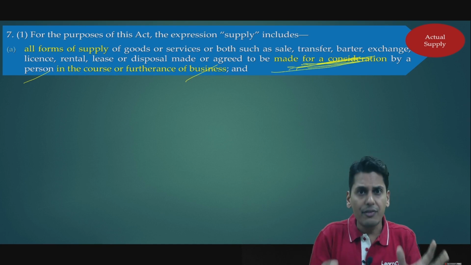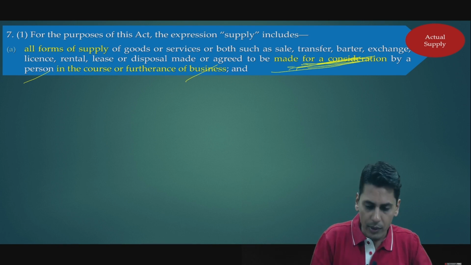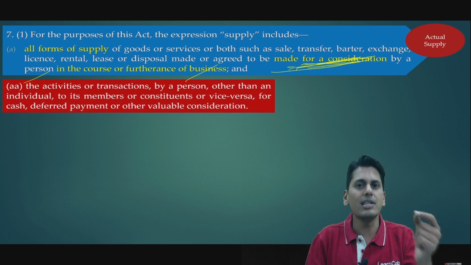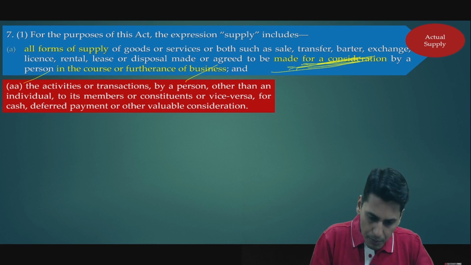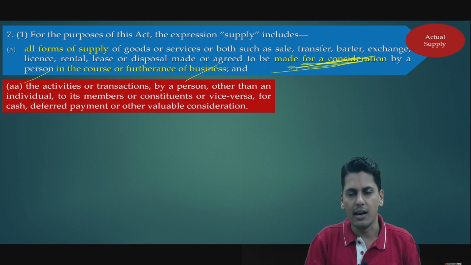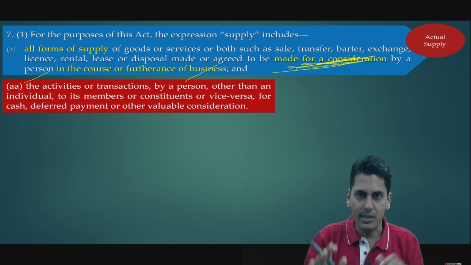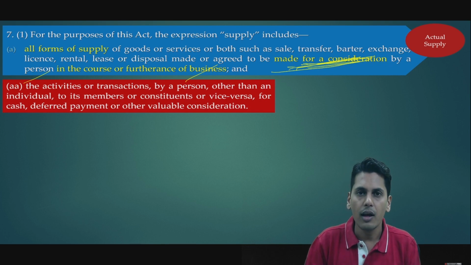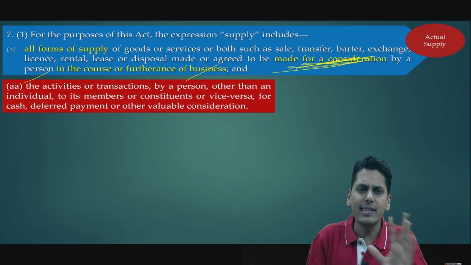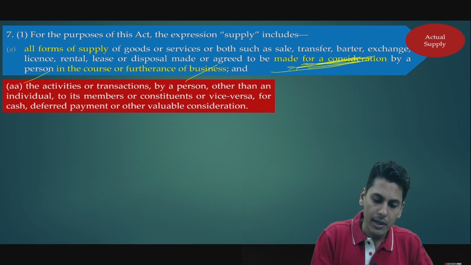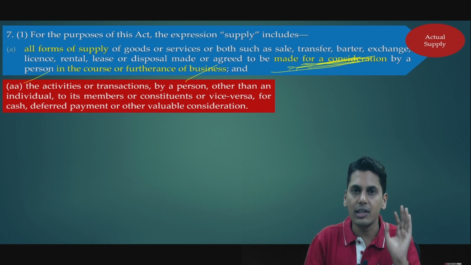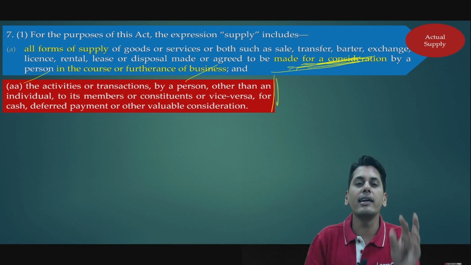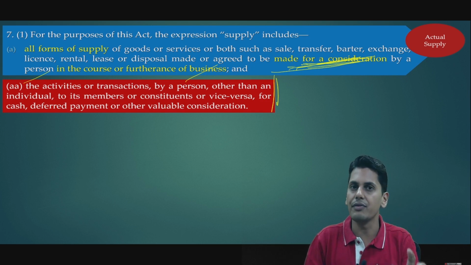So friends, to safeguard this, fearing this interpretation would be taken, the government has introduced an additional clause in 7(1)(a). It states that the activities or transactions by a person other than an individual to its members or constituents or vice versa, which means supply either by a club to its members, that club of course being non-individual, or by a member to a club, for cash, deferred payment or other valuable consideration, will also fit into the definition of supply. This clause has been specifically included.